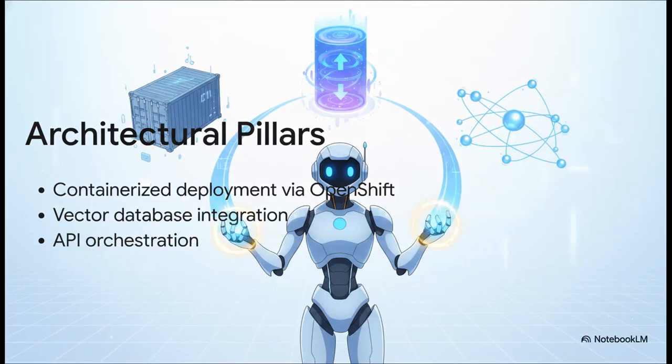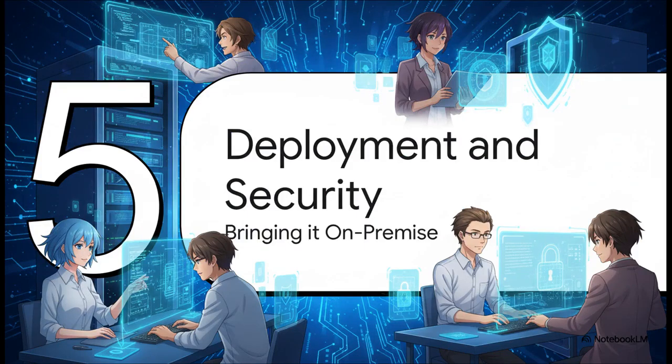It really boils down to three core architectural pillars. First, containerized deployment via OpenShift. This allows it to run securely on-premise or in a hybrid cloud. Second, vector database integration. This is the magic that translates all that old SQL data into something the AI can instantly understand. And third, API orchestration. This is what lets Bob act as that invisible traffic controller, seamlessly routing data between finance, HR, and logistics without a single manual intervention.